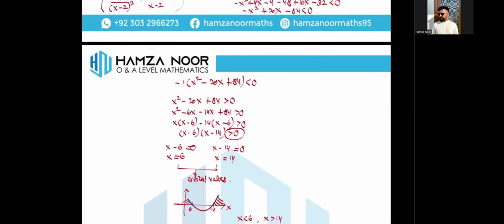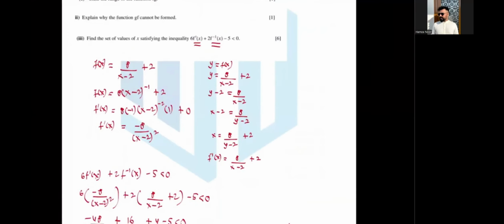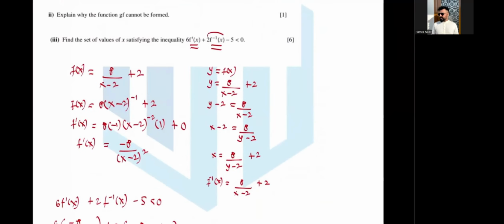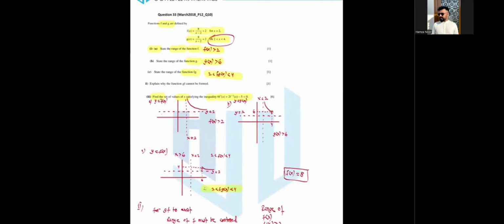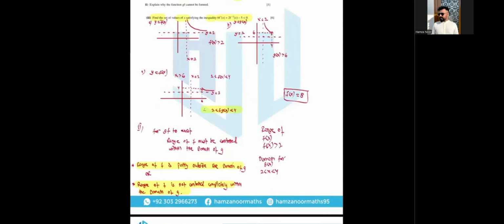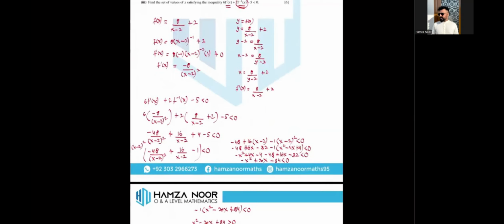However, when we are solving this inequality, you can see that the f inverse x function is involved. So we need to consider the domain of the f inverse function as well. As we know, the range of the fx function was that fx is more than 2. So it means that the domain of the f inverse x function is that x is greater than 2. All right. So we are going to consider this domain over here.